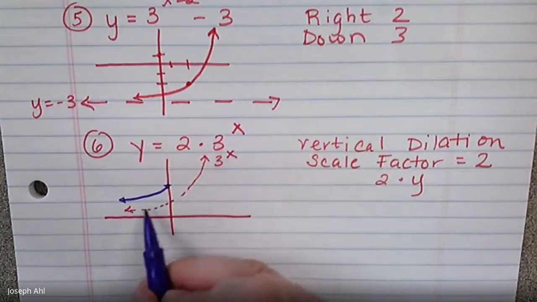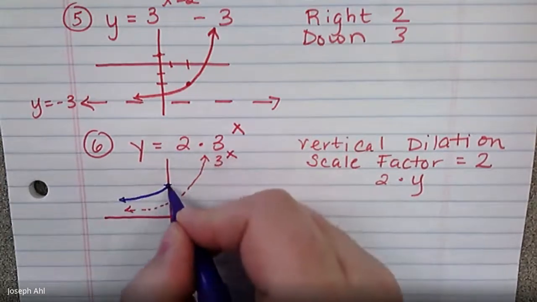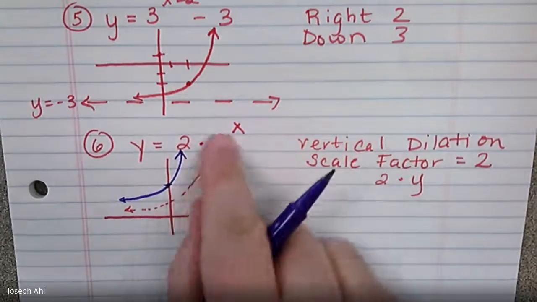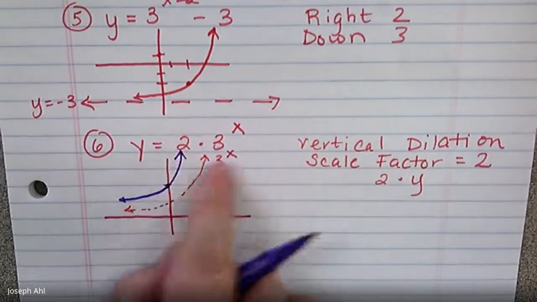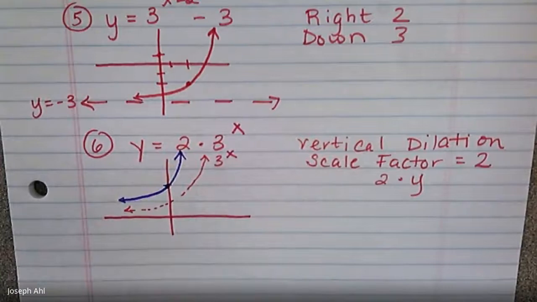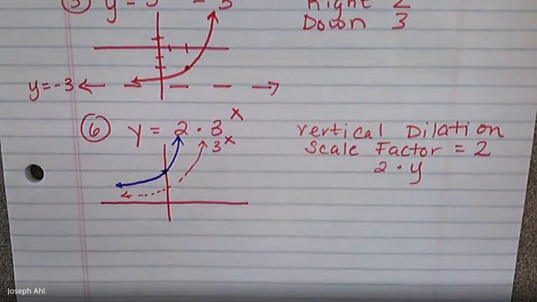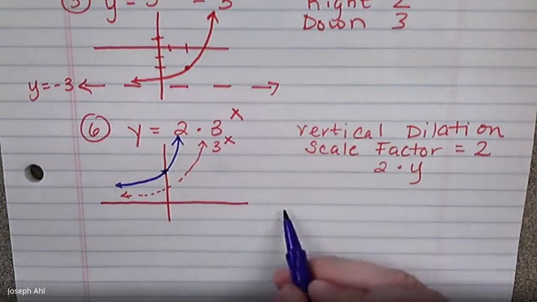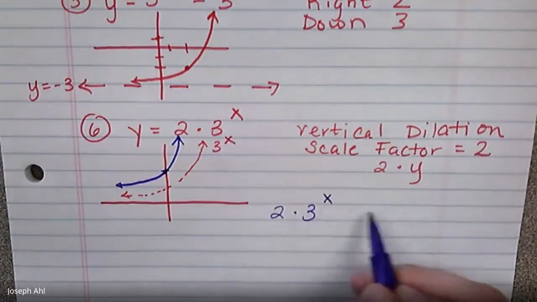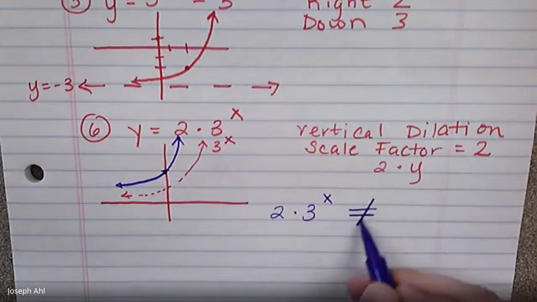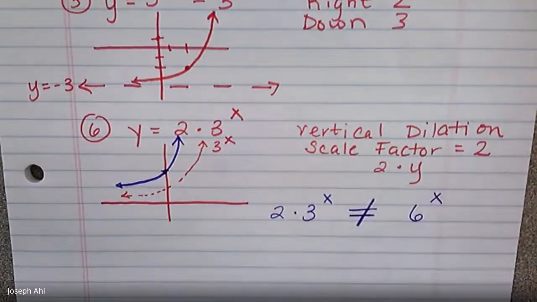So you're going to see maybe not as big of an effect on the left side, but on the right side, when you get into the positive y value land, it is going to start to grow even faster than 3 to the x. A little tough to tell based on my scaling here, but there is some sort of vertical stretch that occurred. One quick note is that 2 times 3 to the x is not the same thing as 6 to the x.